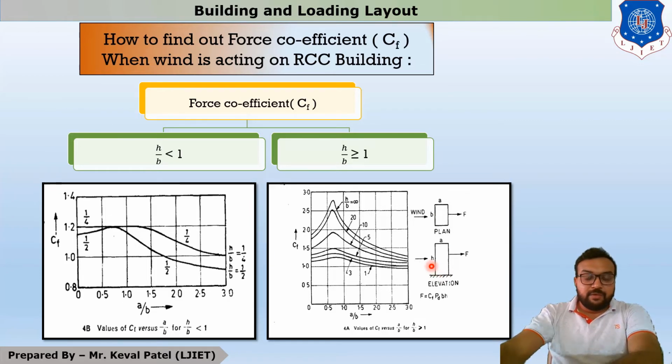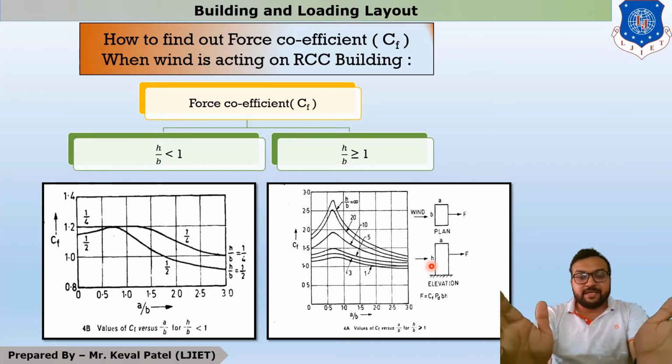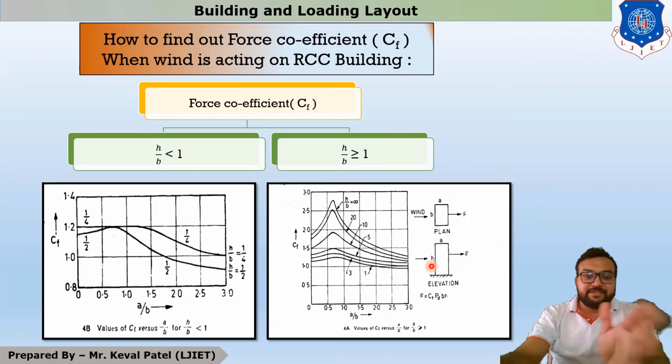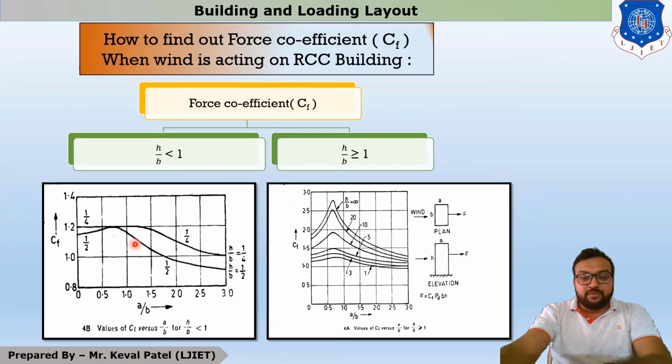Okay, so if we have the value of a, b and h, then we have two ratios. First one is a by b and second one is h by b. Now if our h by b is less than 1, then we have to refer figure number 4b, and if we have the value of h by b greater or equal to 1, then we have to refer figure 4a. Okay, so this is the calculation of CF when the wind load is acting on any RCC building.